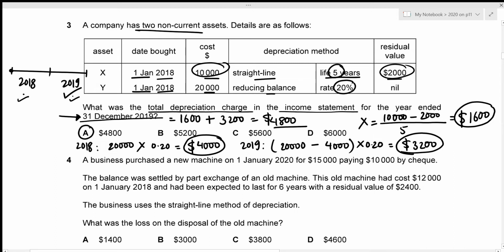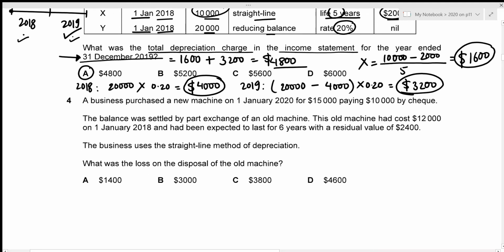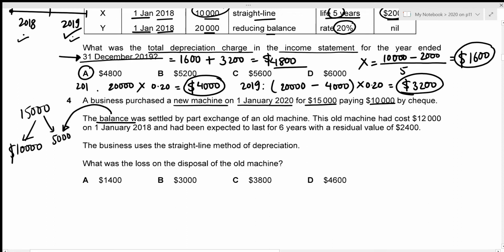Now we can move towards question number 4. A business purchased a new machine on 1st January 2020 for 15,000, paying 10,000 by check. Okay, so the purchase price is 15,000, and out of the 15,000, 10,000 is paid by check, which means that we still have 5,000 left to pay. And the balance here refers to the 5,000 that is yet to be paid, was settled by part exchange of an old machine. So what we can say is that the part exchange value or the disposed value here is going to be 5,000. So we can also term it as disposal value.